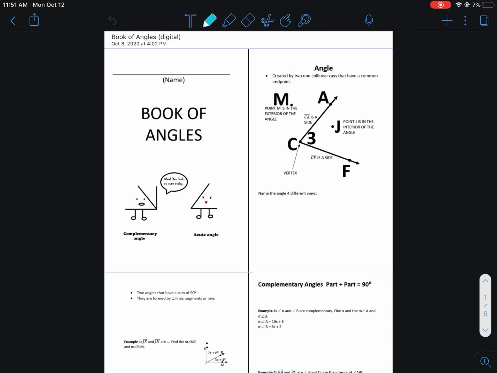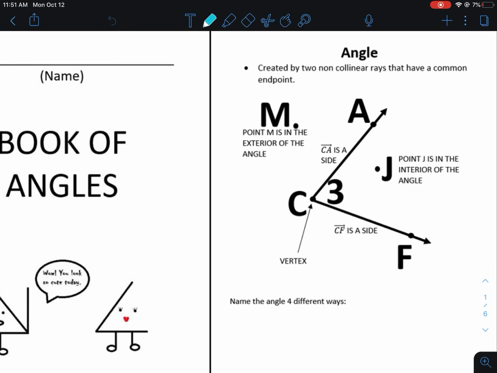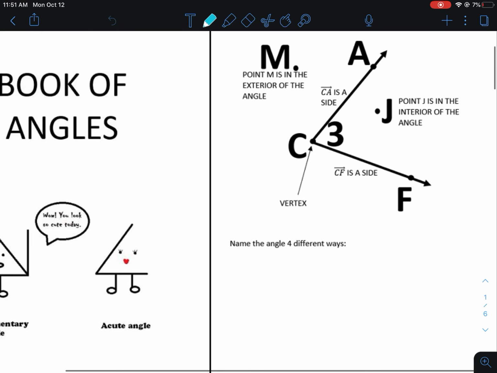Okay, so this is the book of angles. By the time we're done with all these videos, you should have completed the entire thing. So let's get started. All right, so an angle is created by two non-collinear rays that have the same endpoint.